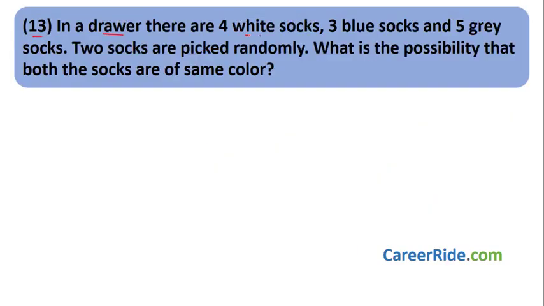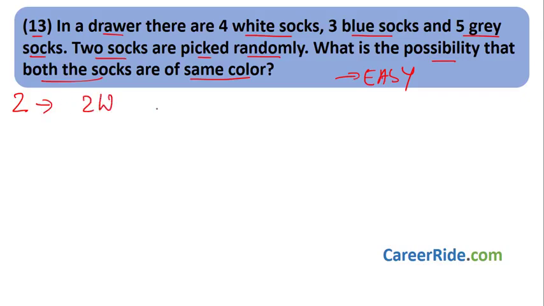In a drawer, there are 4 white socks, 3 blue socks and 5 grey socks. 2 socks are picked randomly. What is the possibility that both the socks are of the same color? Very easy. Again, let us see what to do. We need to choose 2 socks. Both have to be of the same color. Okay. So 2 socks.